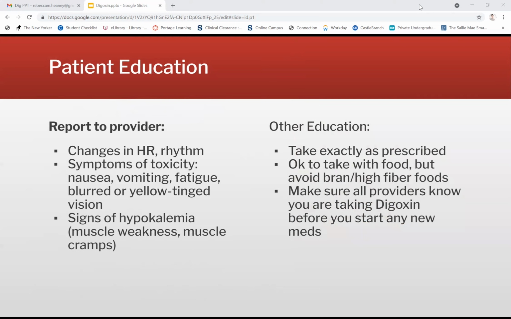They should report signs of hypokalemia like muscle weakness or muscle cramps. Other points of education are that the patient should take digoxin exactly as it's prescribed. If a dose is missed, they should not double dose the next day. It is okay to take digoxin with food, but they shouldn't take it with food containing bran, like oatmeal or whole wheat bread. Because of multiple drug-drug interactions, these patients should make sure that all providers know that they are taking digoxin before they start any new meds.